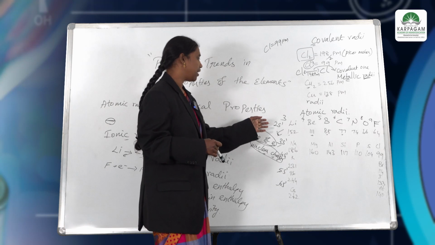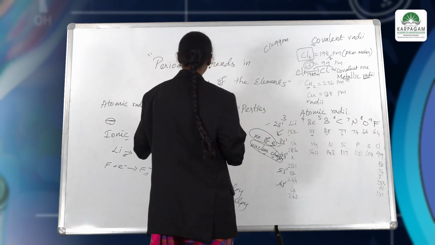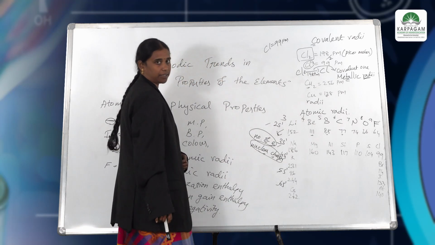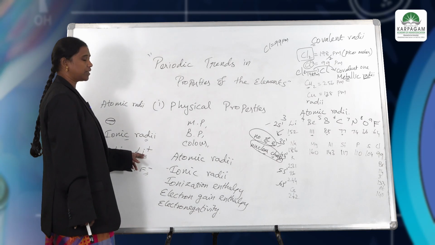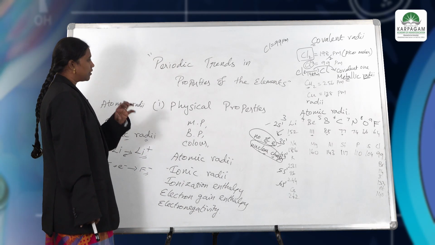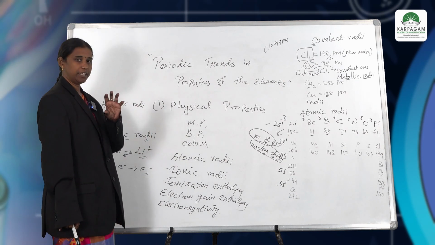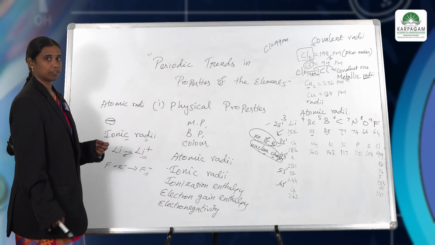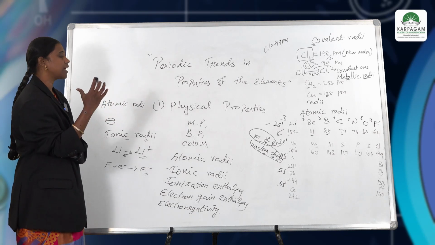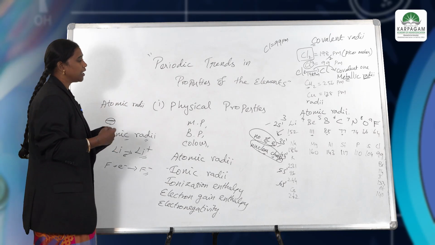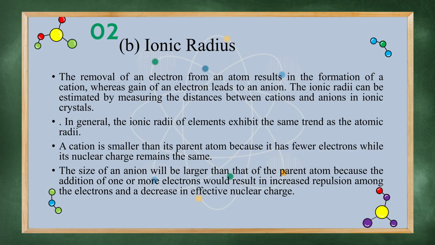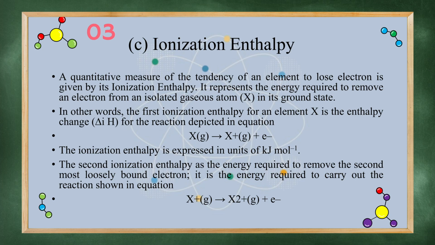Along the period the ionic radii decrease, and along the group the ionic radii increase, because the cations lose electrons and their size decreases. Some elements accept electrons and form an anion, and the size of the anion increases. When metals lose electrons, the ionic radii decrease. And the third one is ionization enthalpy.